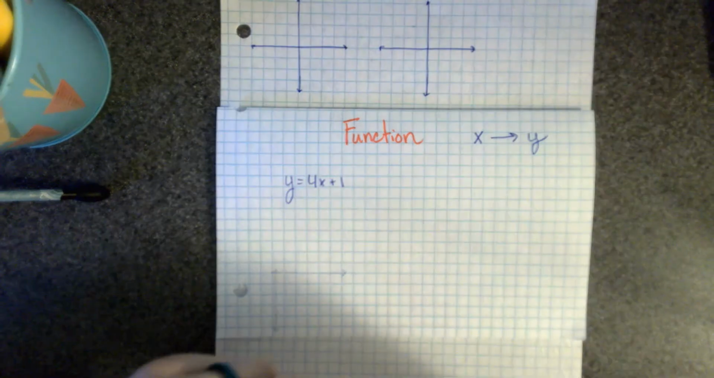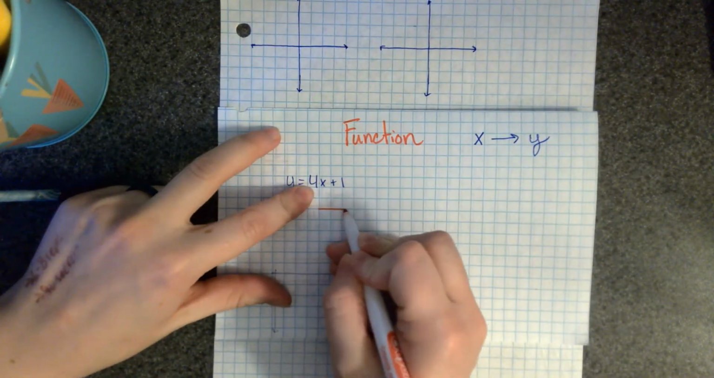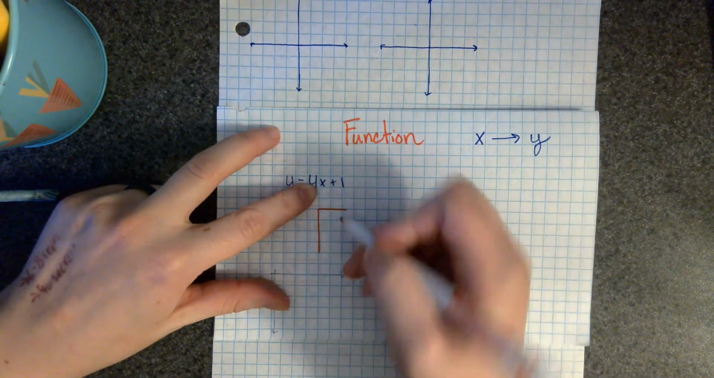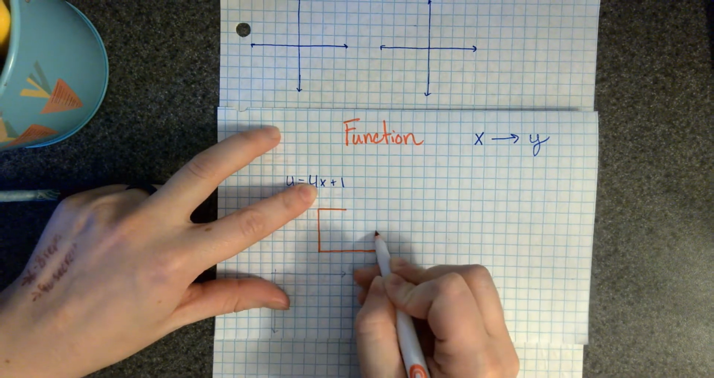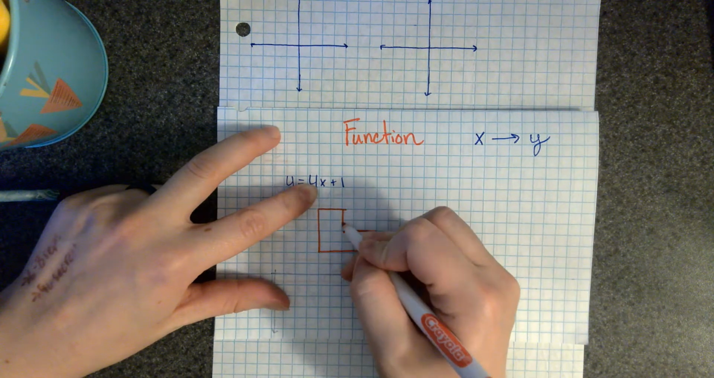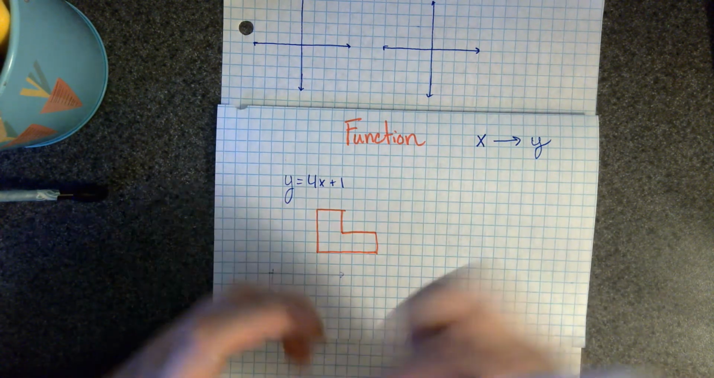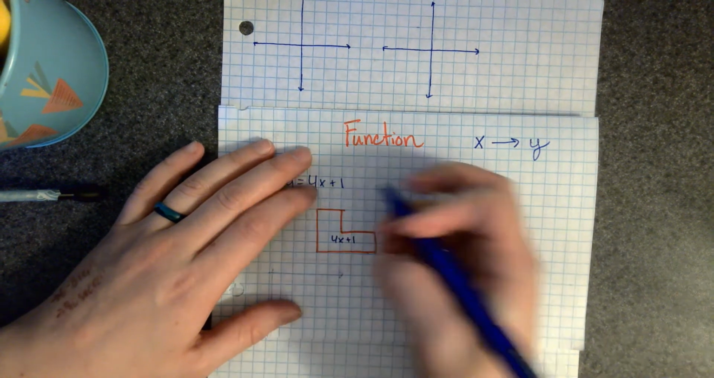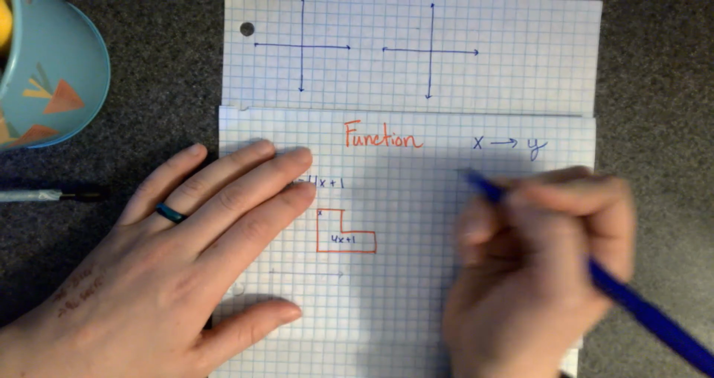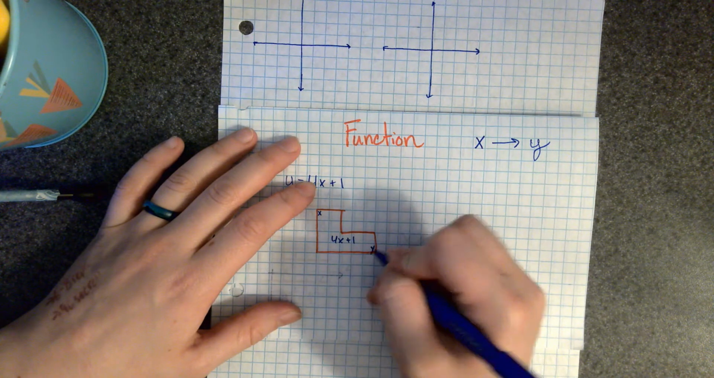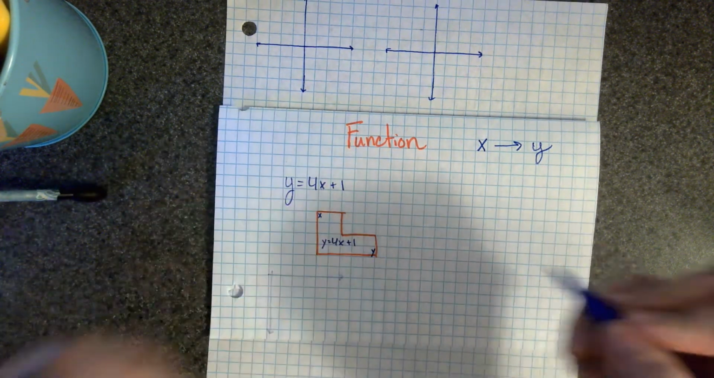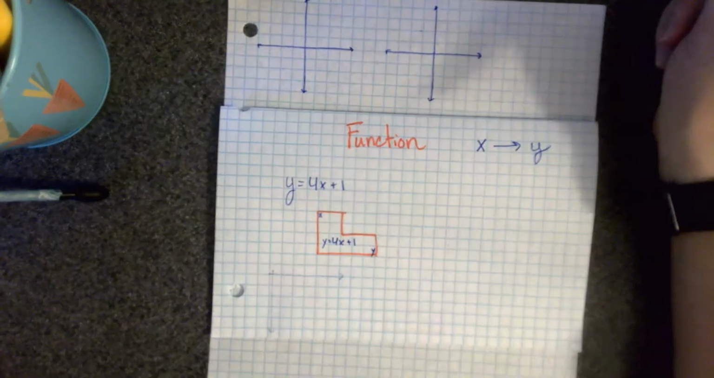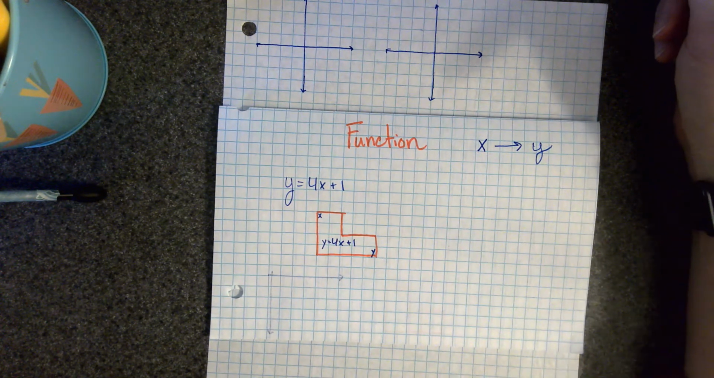There is a little diagram that we like to use. It is called a function machine. So you draw this little machine here. If I was to put an equation like 4x plus 1 in here, I would stick x's in the top and y's would come out the bottom. Okay. You might also have heard this kind of as evaluating.